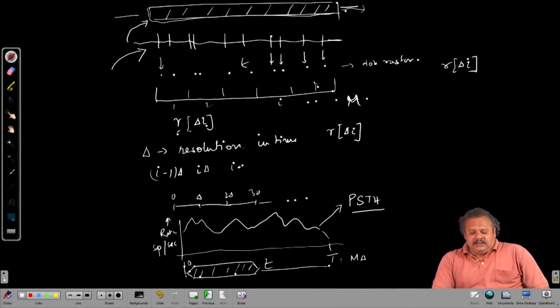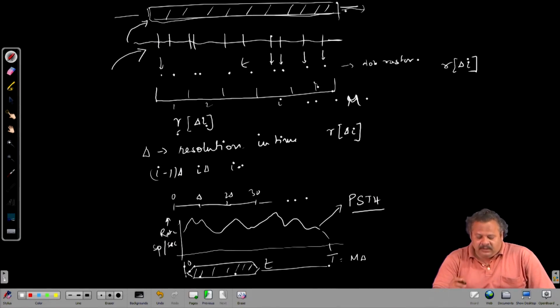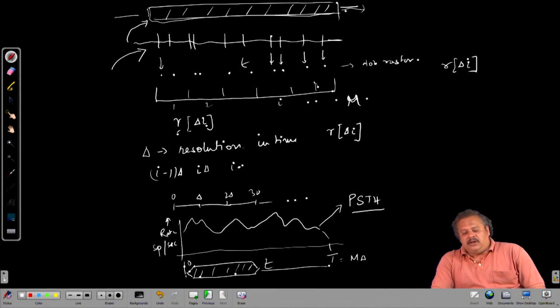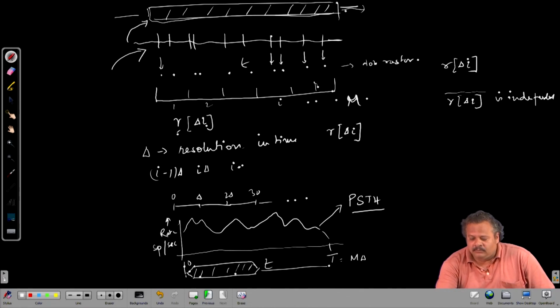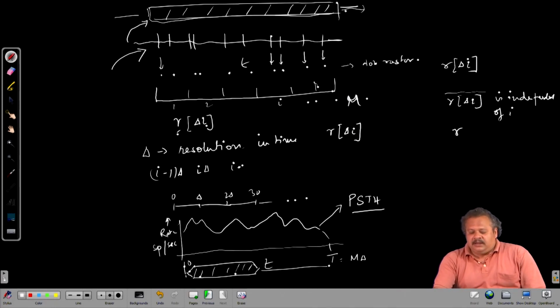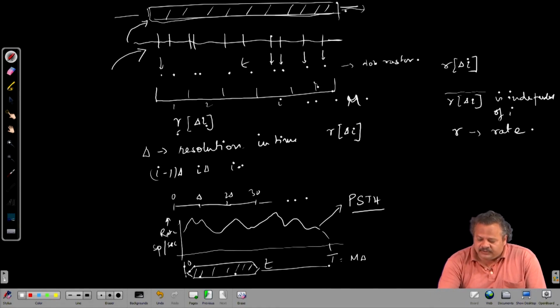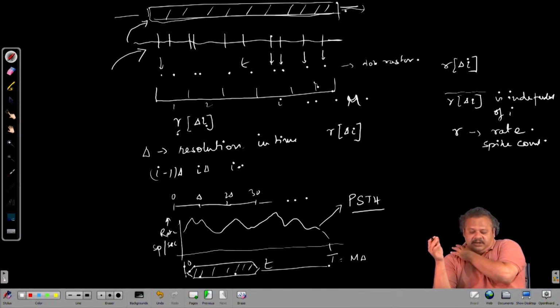Now, this R delta I can be variable over time, or in general can be constant over time, that is, R delta I is independent of I. In that case we have only a single R value and it does not have to be indexed with time. That is simply the rate, or we can also replace it by simply the spike count over the entire window that we are considering.